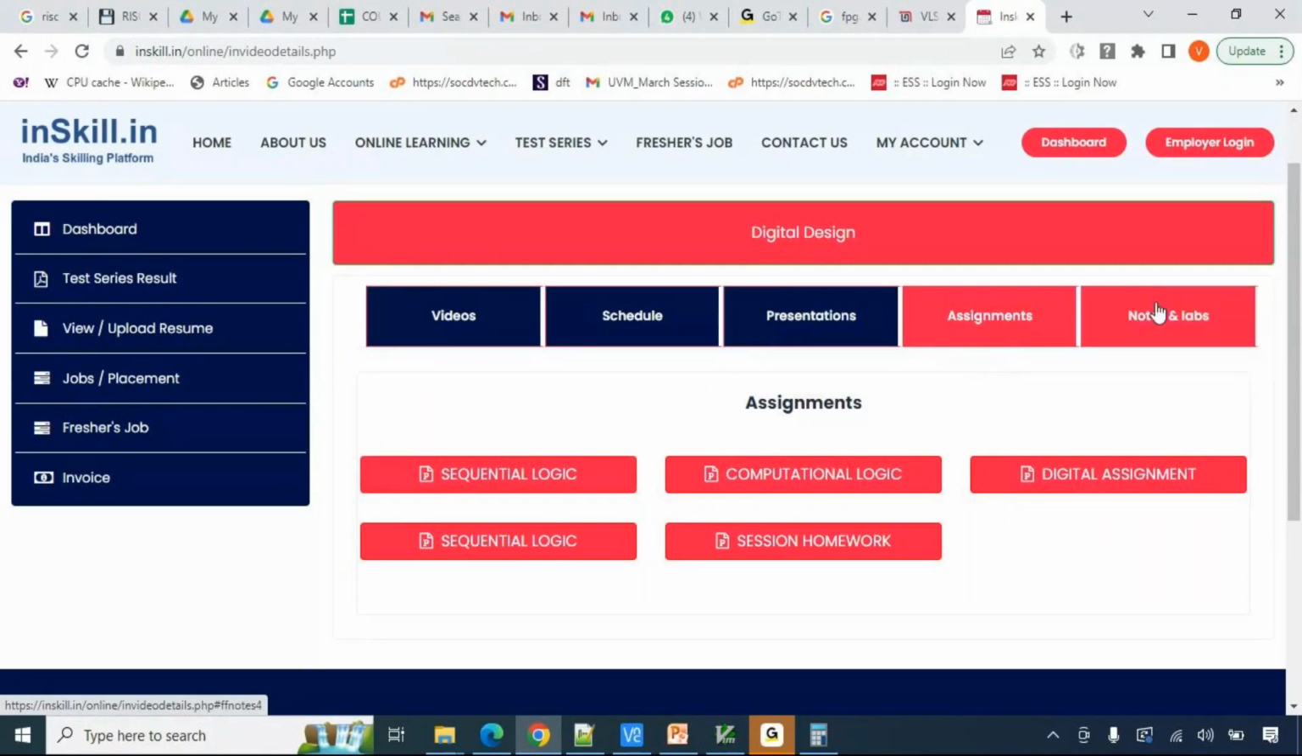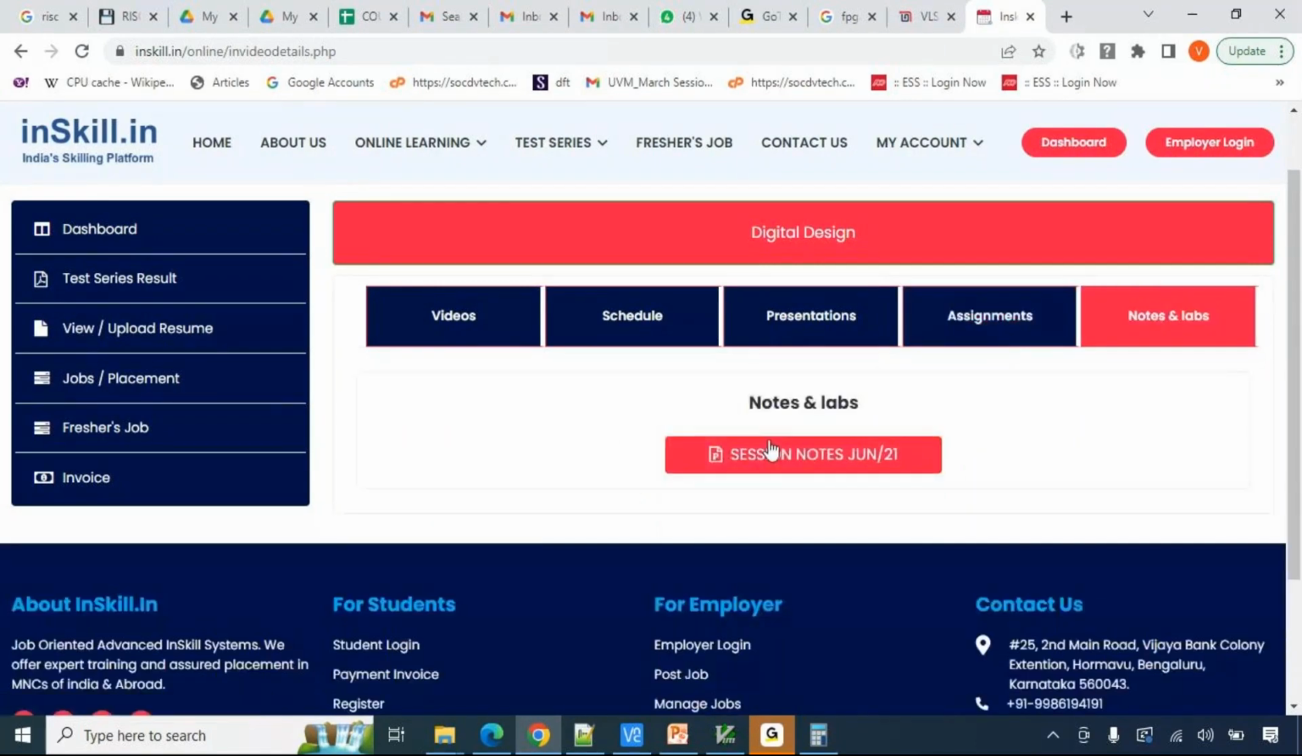And other than that, notes and labs will also be there. So like that, everything will be in a well-structured manner. You don't have to go to many places. Everything is available in one place. The similar thing will be there in every course.